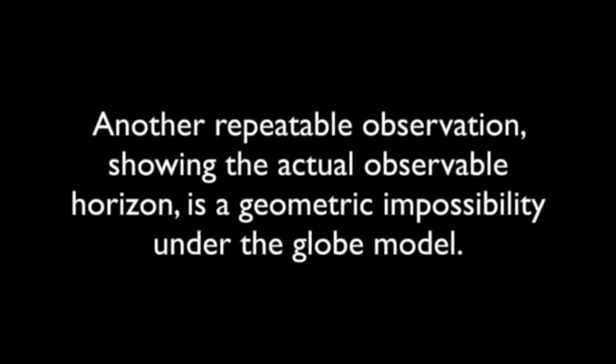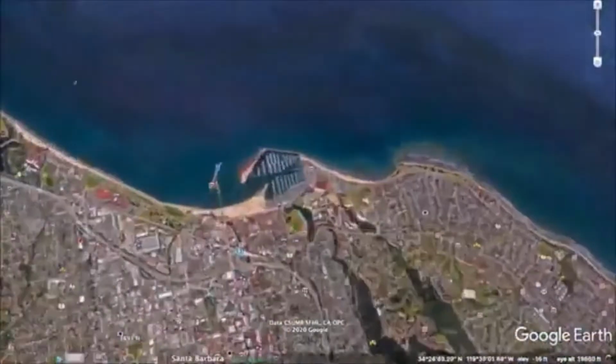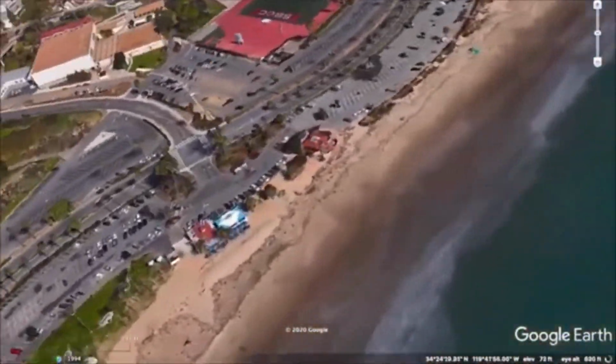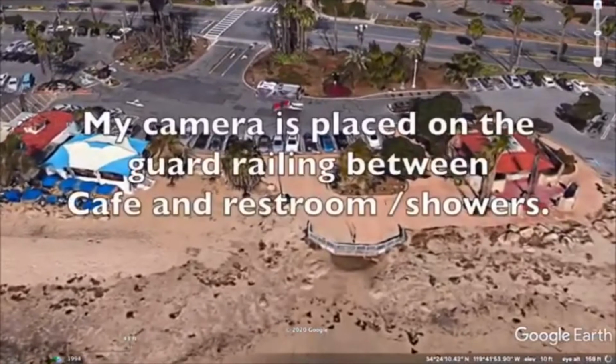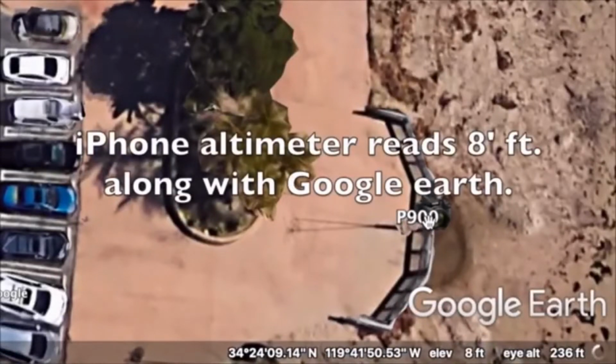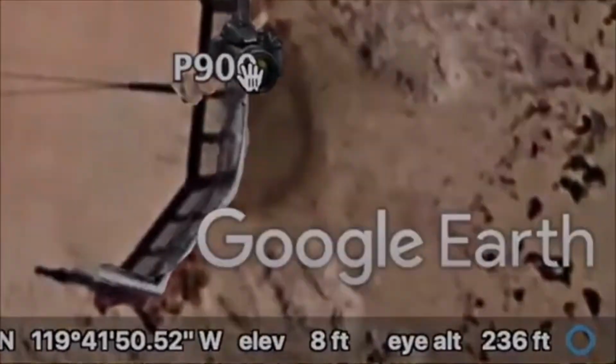This is some footage that was shot in Santa Barbara, California, off the beach. Let's just zoom right into it and take a quick look. This is another version of the oil rig observation. The camera is placed in the guard railing between cafe and restroom showers. When we look at the elevation, it is set at 8 feet. Google Earth reads this as 8 feet off of the water, which is a little higher than the 1 foot camera stuff that we did earlier.